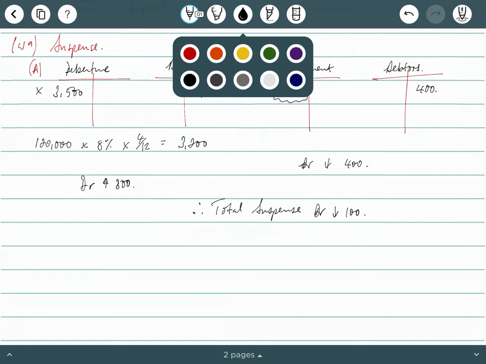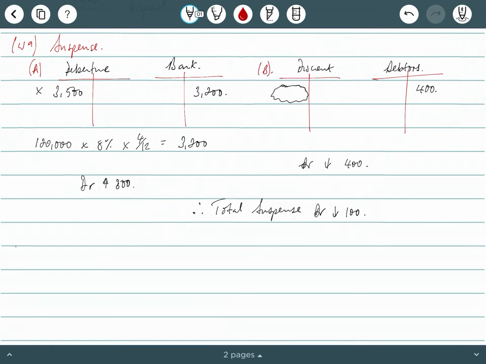So let's open up where the suspense was incorporated. So back to the trial balance once again. And admin expenses is where we had our suspense included.